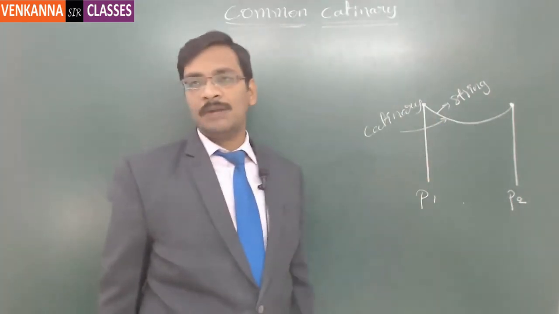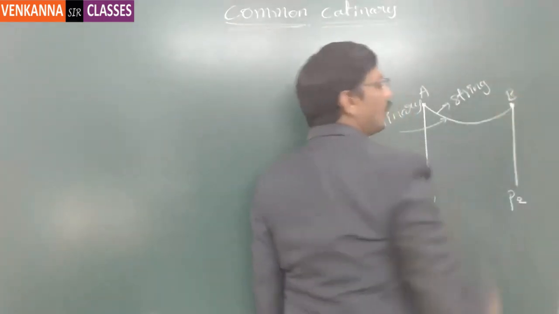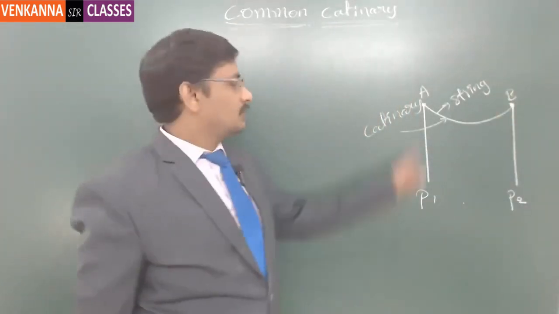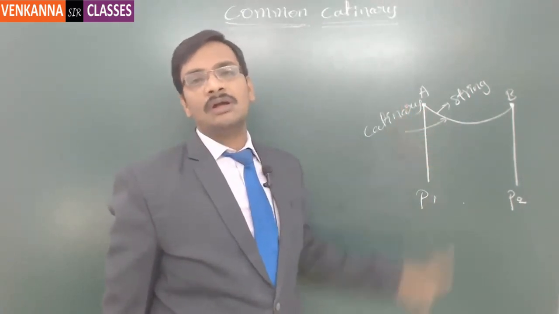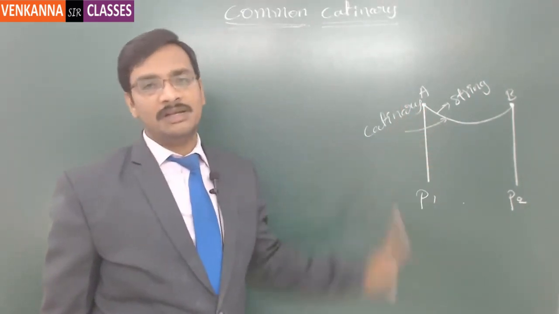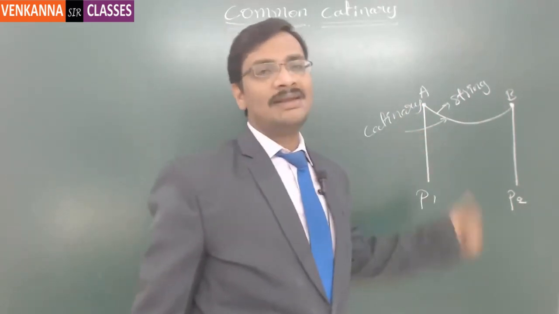The condition here, by definition, is that these two points A and B should not be on the same vertical line. Suppose I say this is point A and this is point B, one directly above the other, then you cannot call that a catenary. So that is how a catenary is defined.